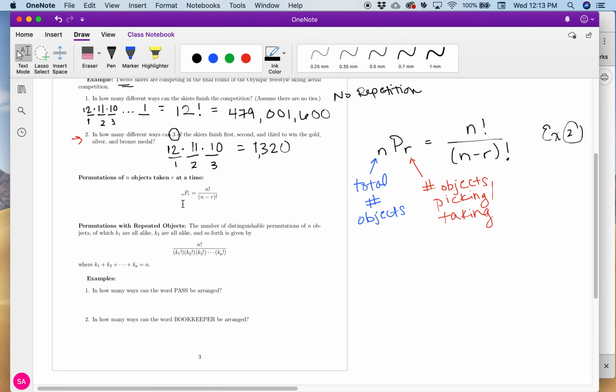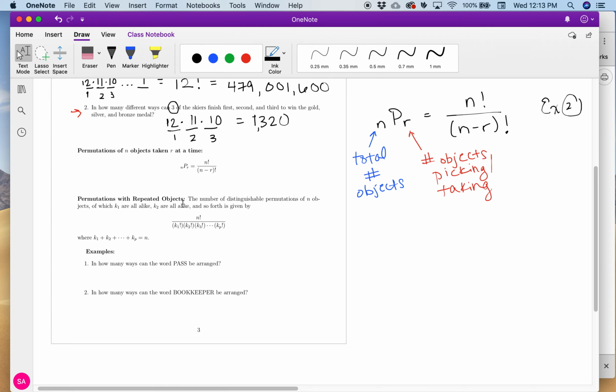Now there is one more case, because why not, right? Permutations with repeated objects. And the good news is you're going to see these problems are all going to be very similar. In fact, they're all going to be problems like these two that we're about to do. You can read through this definition, but it's super mathy, as you can see. Let's just do an example.